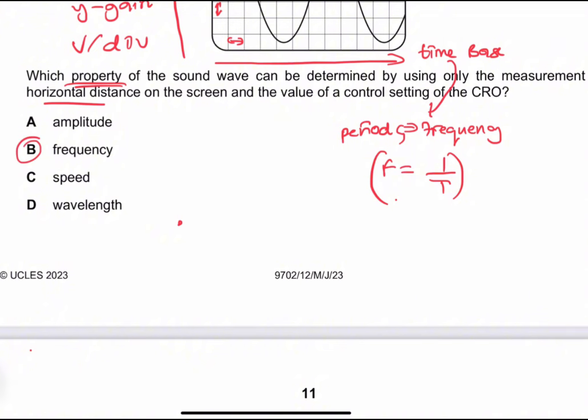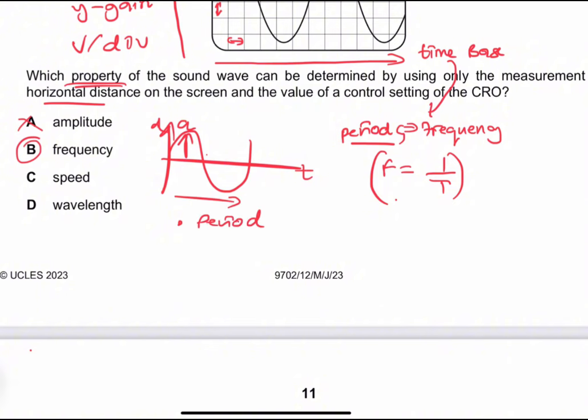So the answer is B. We can only get frequency directly from period. We can't get amplitude, because if you look at a wave, this is its amplitude, right? If it's a distance-time graph, this is its amplitude, and this is actually its period. So these two have no relationship whatsoever.